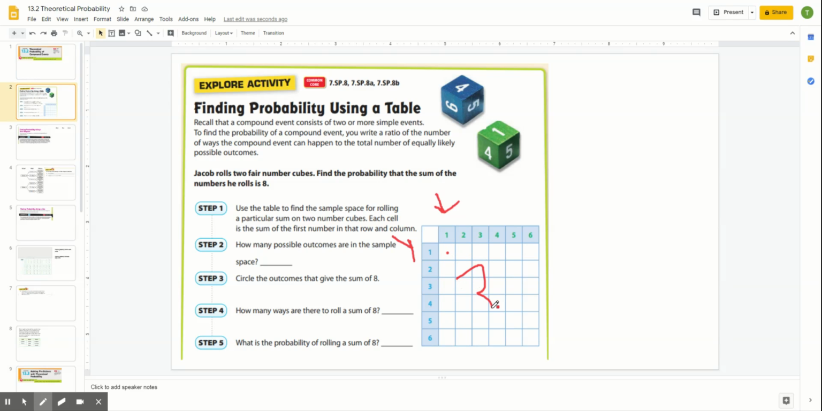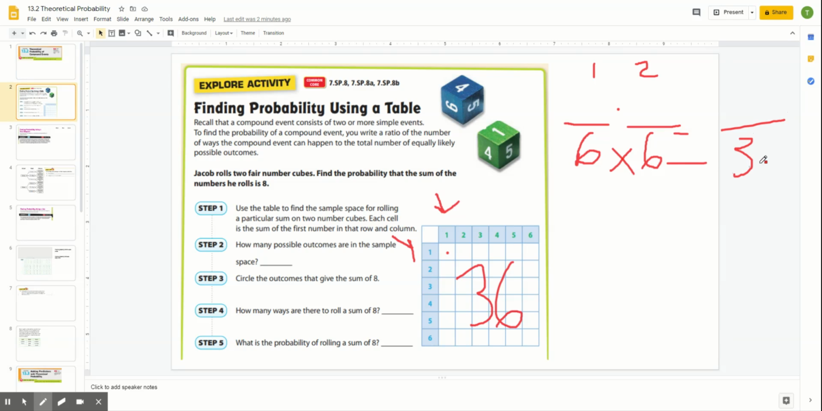There's 36 total possibilities. And so the formula for finding the total outcomes in a compound event is you find the total outcomes of the first event, and then you find the total outcomes of the second event, and then you multiply them together, and then you'll have 36 total possibilities. All right, and then you go and you find your target.